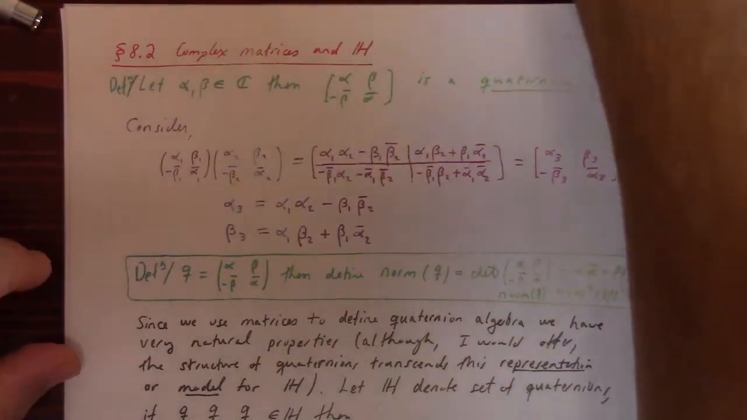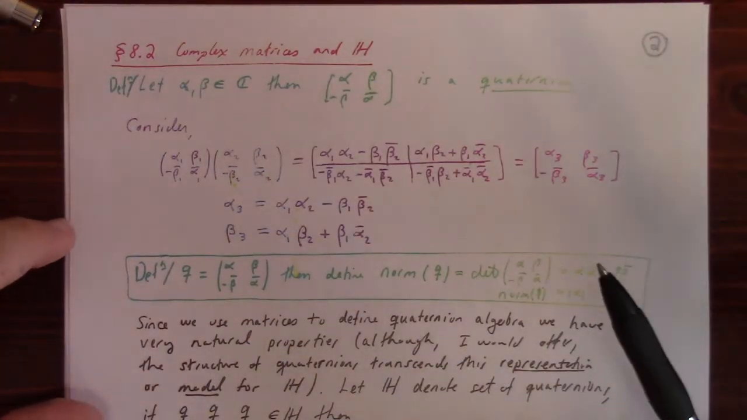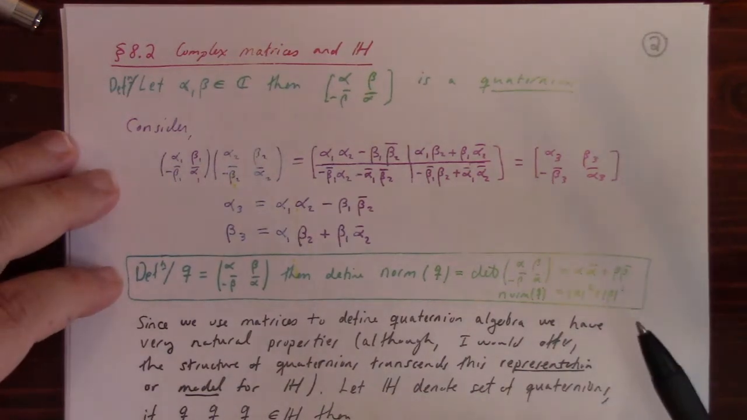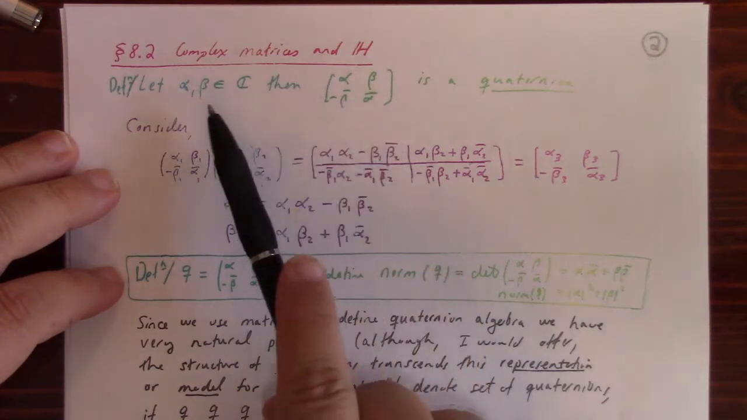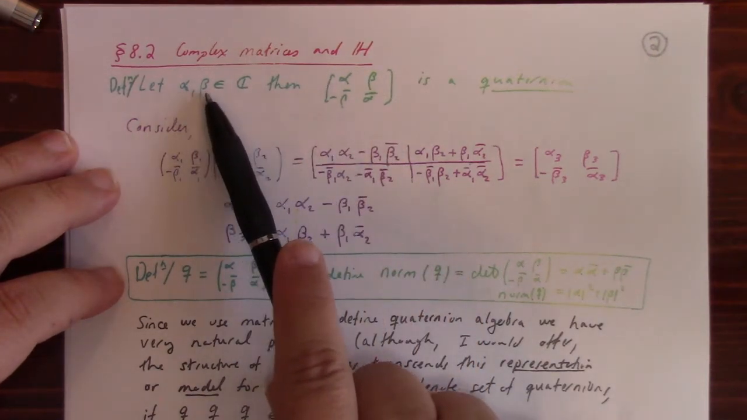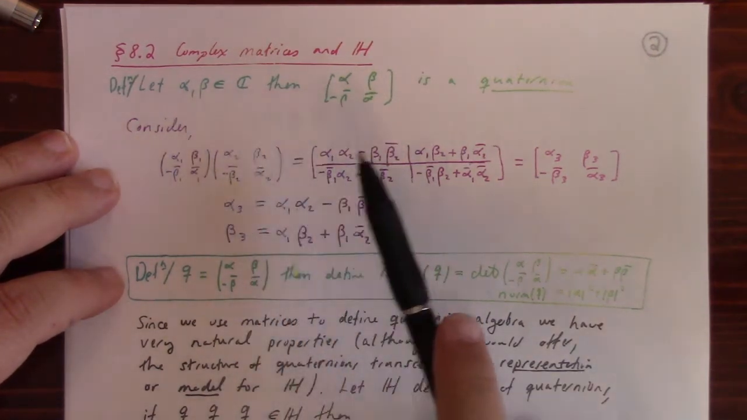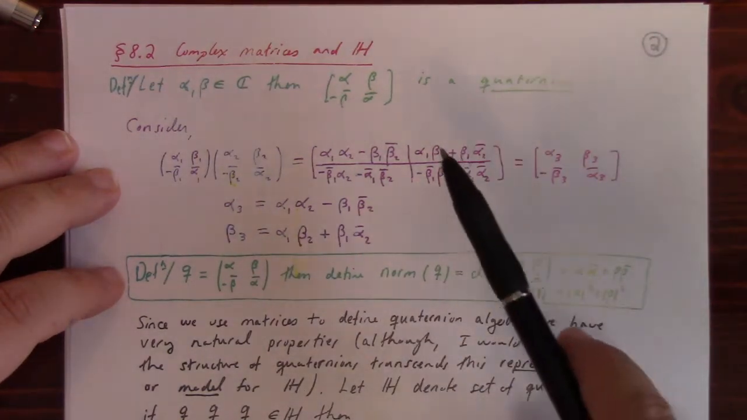So next up, I will show you a model of the quaternions. To build the quaternions, you can use 2 by 2 complex matrices. Now you're probably wondering, what are quaternions? Well, hang with me here for a second.